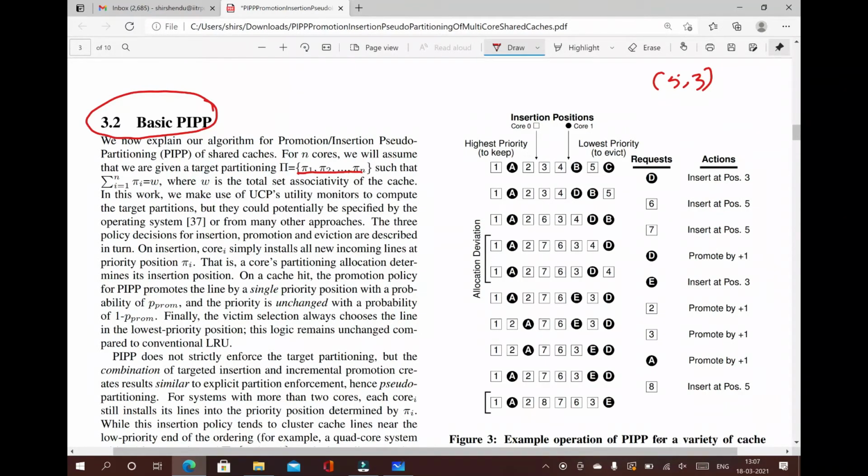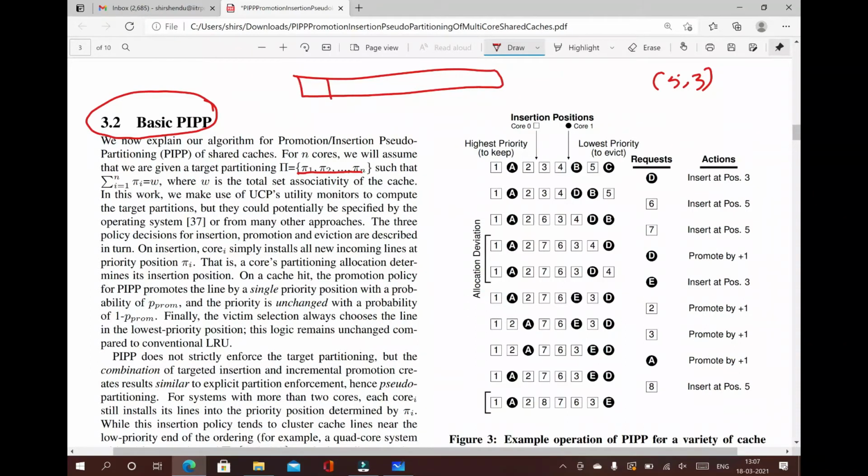So 5.1, 5.2, 5n, these are the partitions. This partition will be decided by the same utility monitoring and all, same as UCP. But once the partitioning is decided, how they are maintaining the partition is the next question. They are maintaining it using an insertion and promotion policy. How? Suppose this is the set. So 5 means every time the incoming blocks of application A1 will be inserted at the fifth position.